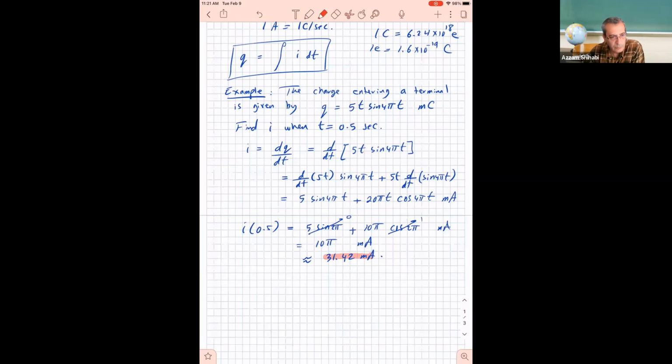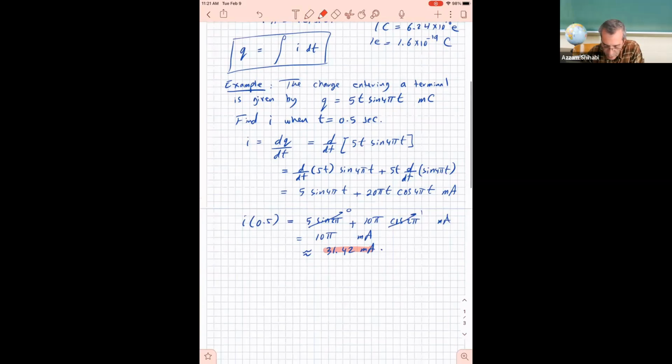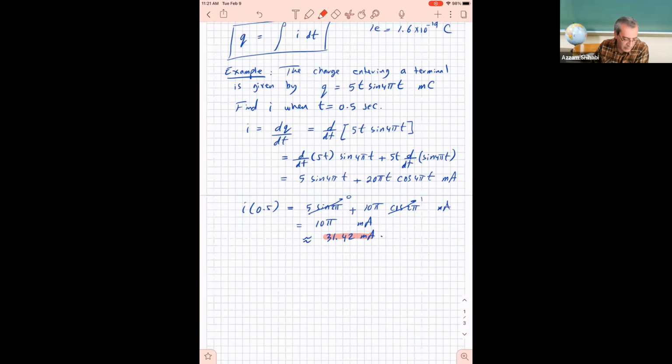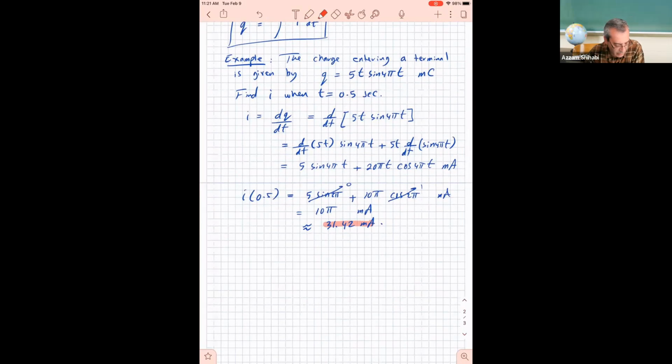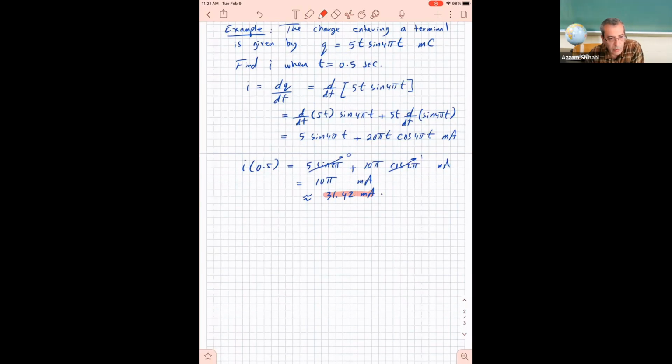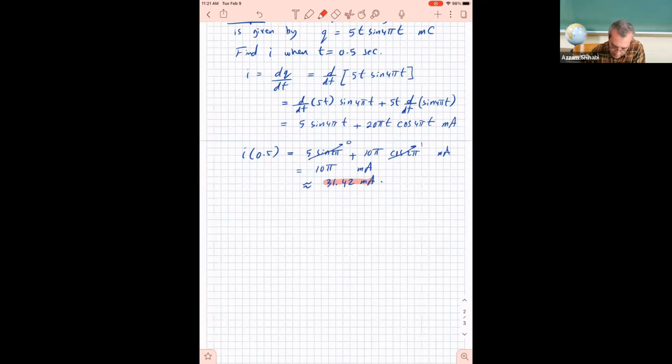Okay, so we took the derivative of the expression for the charge to get the current. In the other direction, if you have the current and you want to find the charge, you need to integrate. So here's another example.